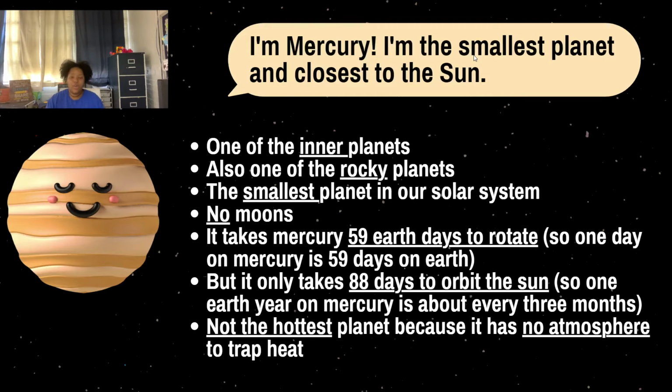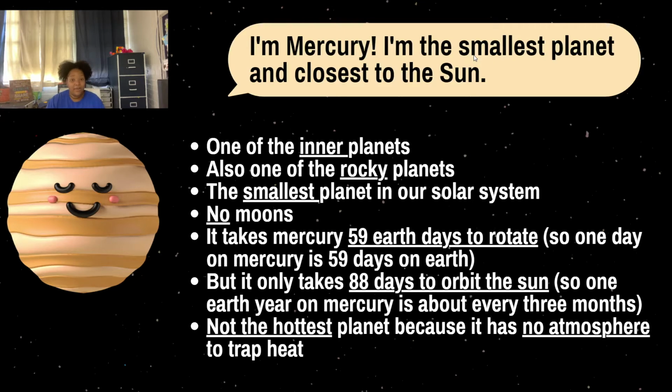Now, even though we would think that Mercury is the hottest planet because it's the closest to the sun, it's actually not, because it doesn't have an atmosphere to trap in the heat from the sun. So don't get that confused. Even though it's the closest to the sun, it's not the hottest.